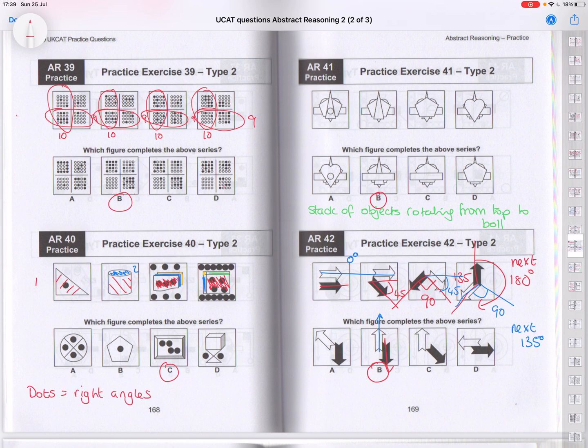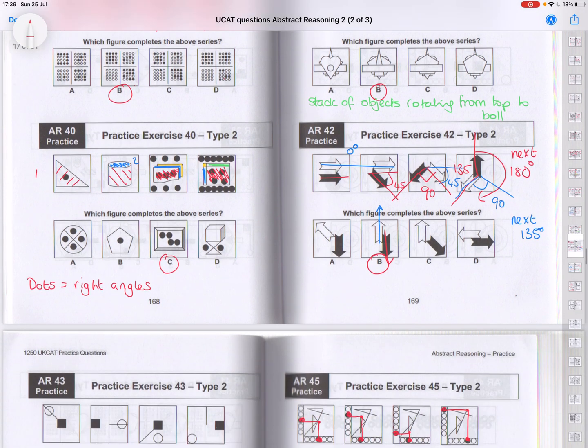42. These are two arrows which are changing angle slightly differently to each other. So the white angle is going 0, then 45, then 90, then 135. Whereas the black arrow is going 45, 90, 135, 180. So that means the answer is B.